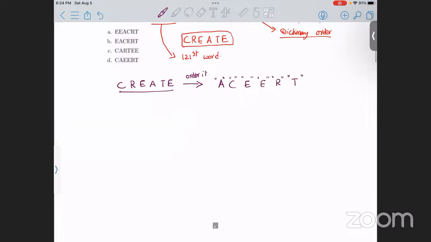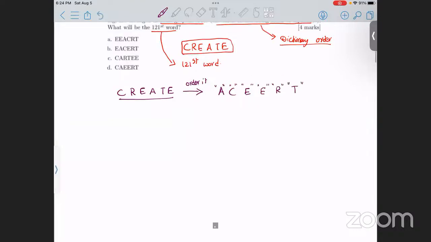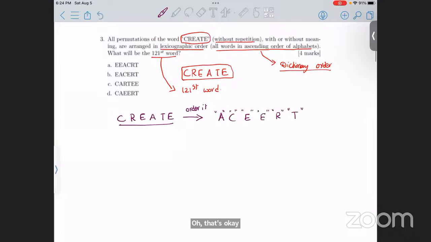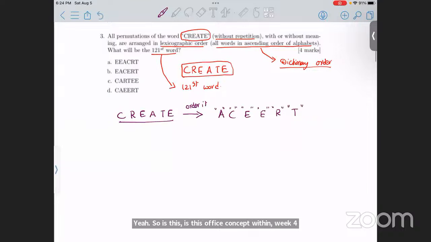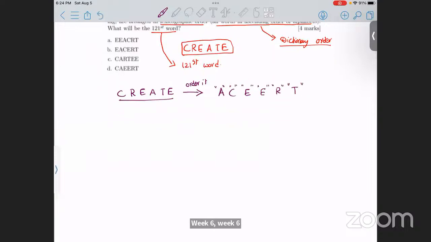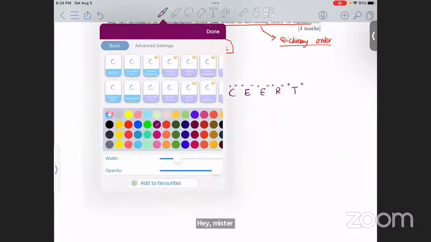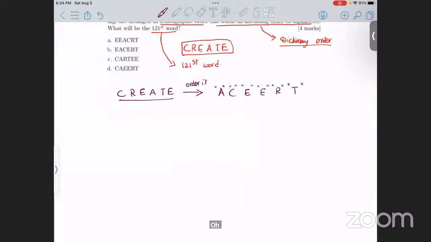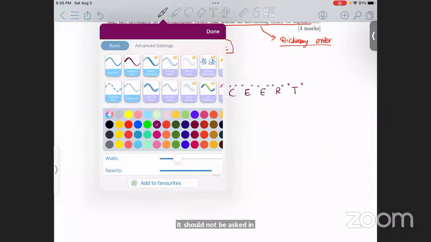Now let's okay. Yeah. Sir, Yeah. is this topic comes within week 4? Not in week 4. This topic is like week 6 or week 6 or 7, I think. Week 6. Permutation Week form. 6. Isn't this clear? Then it should not be asked in the reattempt qualifier. I don't know regarding this. I mean, like reattempt For qualifier. quiz 2. This is for quiz 2, yeah.